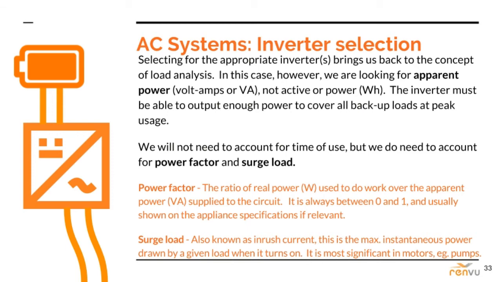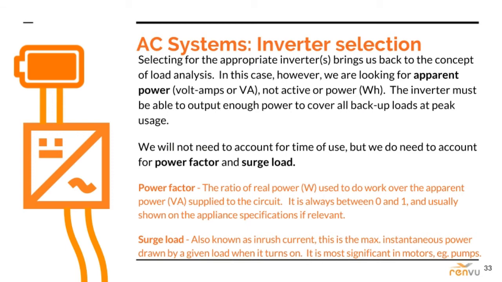It is always between 0 and 1, and usually shown on the appliance specifications if relevant. Now, without getting too into it, apparent power is a relatively complex topic and may be important to Google and read a little bit about before proceeding, if you're interested. Otherwise, go ahead. The inverter must be able to output enough power to cover all backup loads at peak usage.